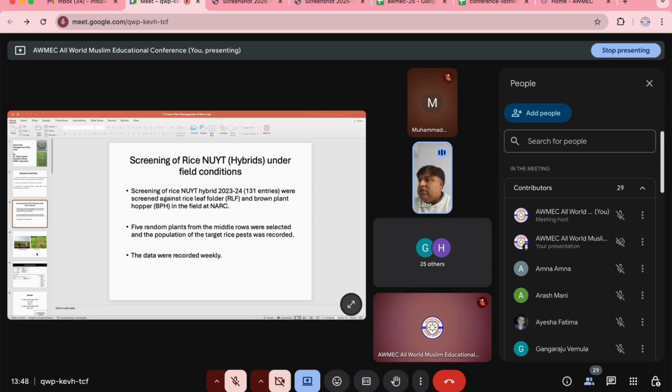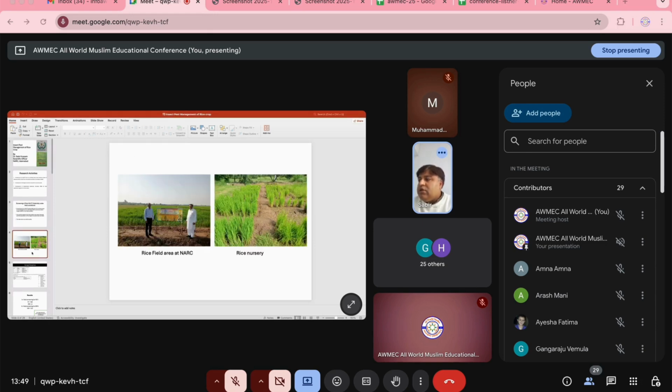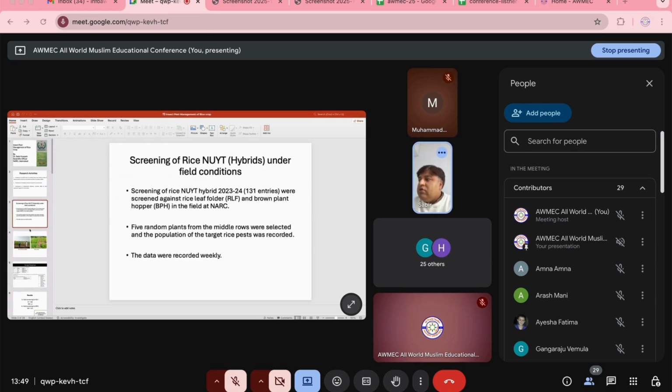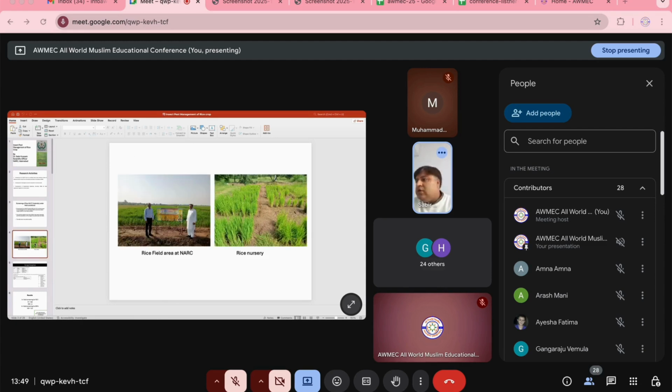So for this purpose, we did screening. Screening is actually a technique to screen a variety which has less damage by the insect pest. In 2023 and 24, we tested almost 131 hybrid entries from all over the world against the rice leaf folder and brown plant hopper. We saw the crops in the field and recorded data almost weekly for these two particular insects.